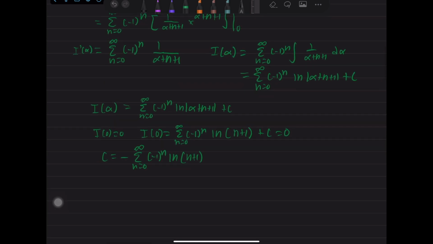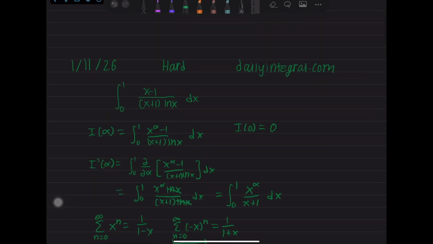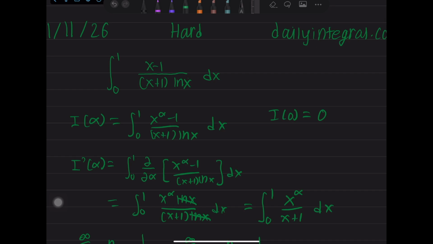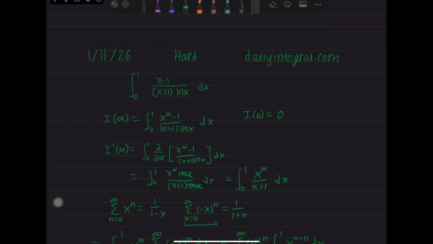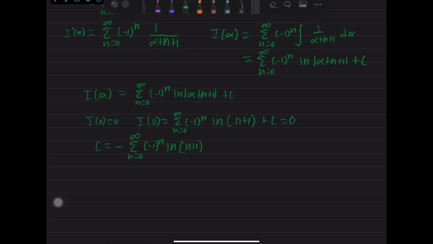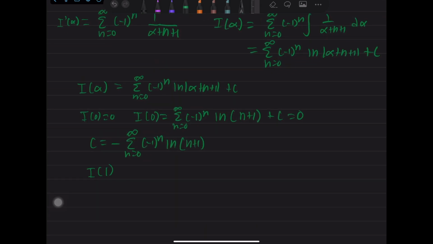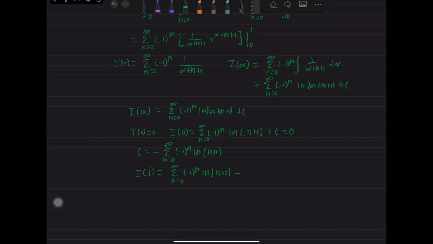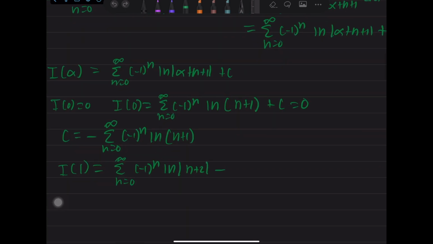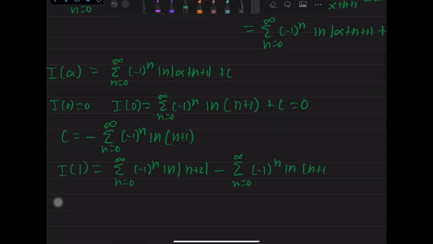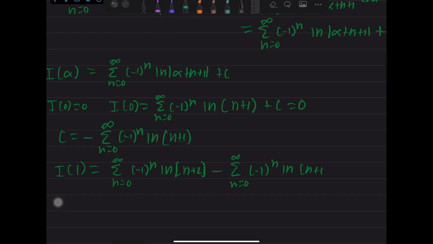Okay, now what do we want to know? We want to know I of 1. We want to know when alpha equals 1, what the value of this integral is. So we need to know I of 1. Okay, so let's write I of 1 now. I of 1 is the sum, negative 1 to the nth, ln of n plus 2, minus our c. Minus c, which is the sum from n equals 0 to infinity, negative 1 to the nth, ln of n plus 1. And as before, we can remove this absolute value. This is now positive.